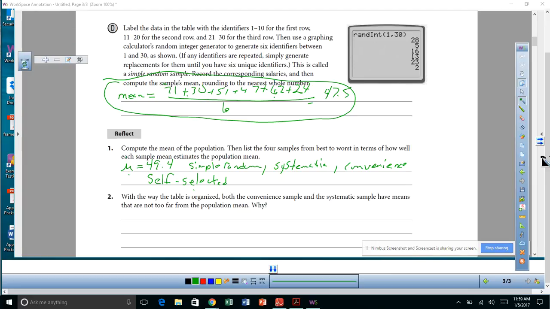So the data are arranged in ascending order. Now, do you think that if they were not arranged in systematic order or ascending order, they would have done as well? Maybe, maybe not.